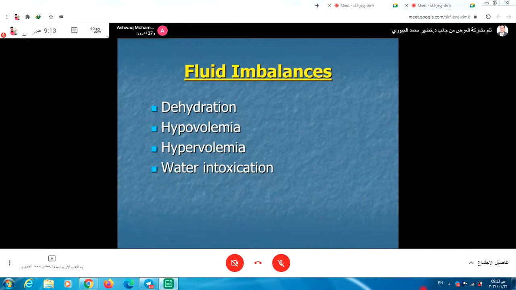Now, the problems in the fluid imbalance. There is dehydration, there is hypovolemia, there is hypervolemia, and there is water intoxication.